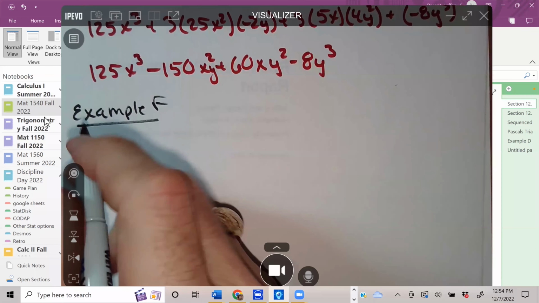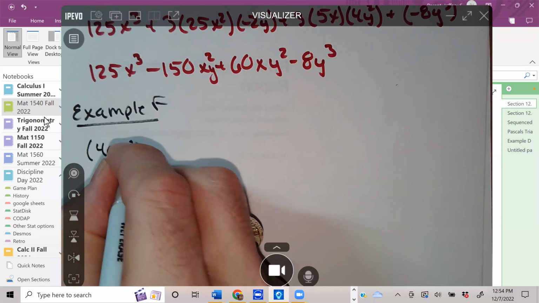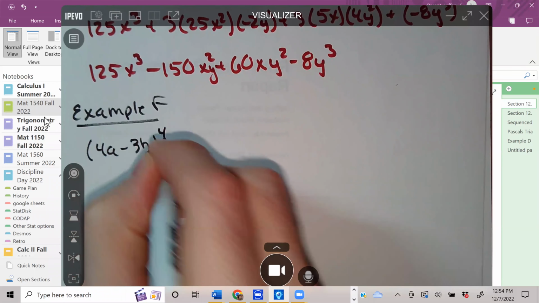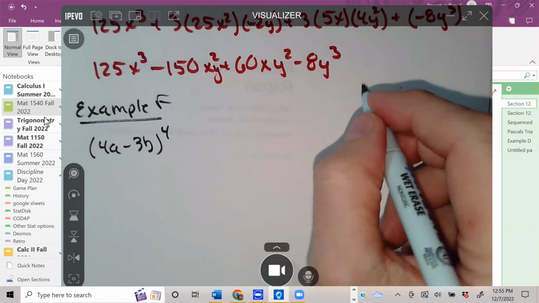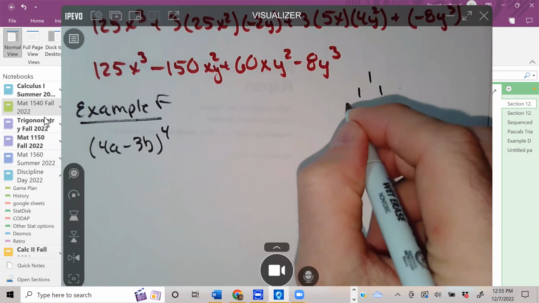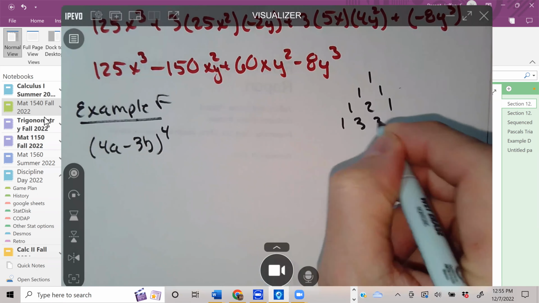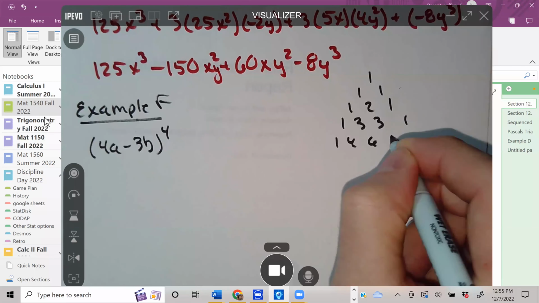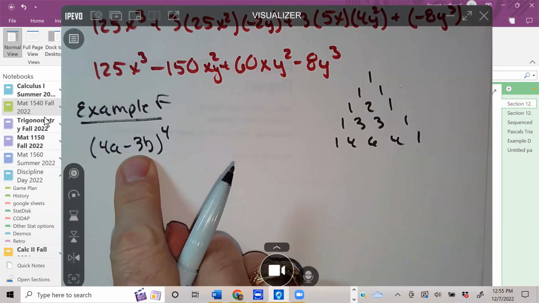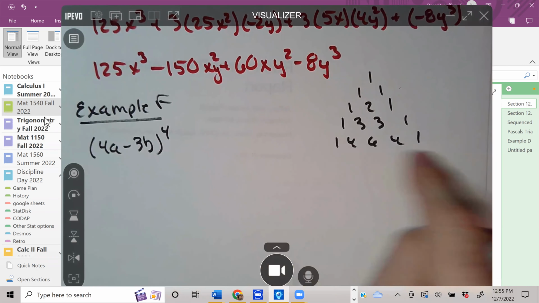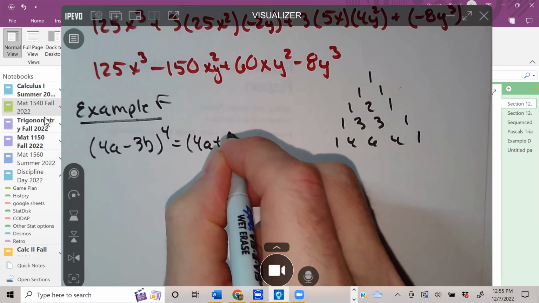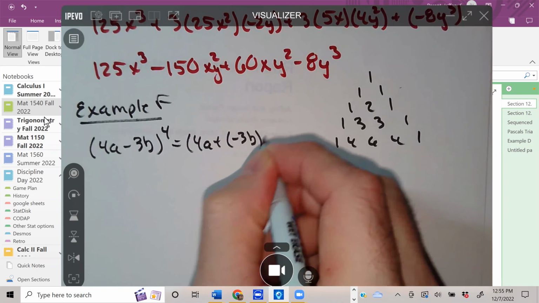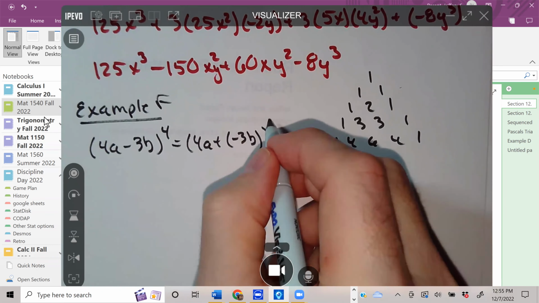And let's do 4a minus 3b to the 4th power. So this time we're going to need the 5th row from Pascal's triangle. 1, 1, 1, 1, 2, 1, 1, 3, 3, 1, 1, 4, 6, 4, 1. So when you expand this, you're going to have a total of 5 terms. And these are going to be the coefficients of your 5 terms. I would start by writing that as negative 3b or plus negative 3b, like that.